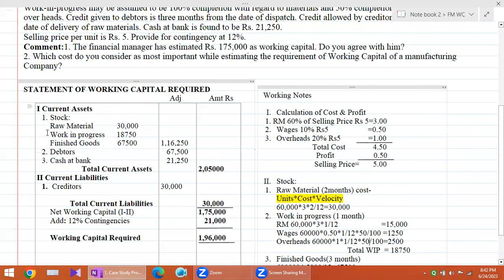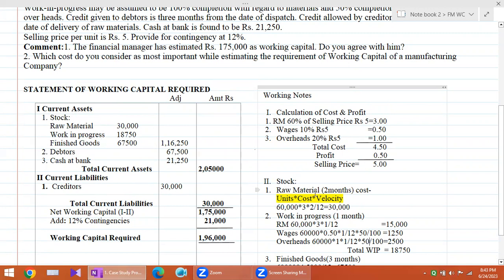So let me brief it up. Working capital is nothing but current assets minus current liabilities. In this problem, current assets are stock, debtors, and cash. These three current assets are there, but stock is again divided into three types of stock. That is raw material, work in progress, and finished goods. So raw material is purely what you have taken here as ₹3 cost.